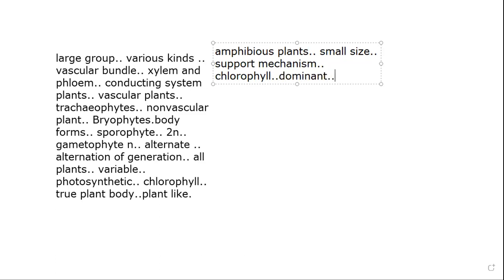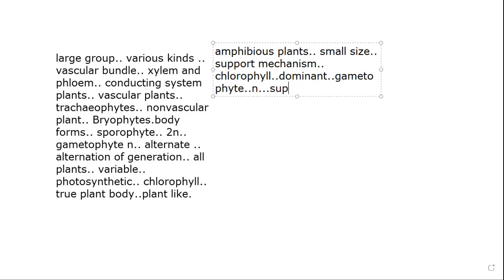Alternation means changing over. Generation means the gametophyte or the sporophyte generation. In bryophytes, the dominant generation, which is photosynthetic, which is stronger, which is independent, is the gametophyte generation. The gametophyte generation is dominant in bryophytes. It has n number of chromosomes.